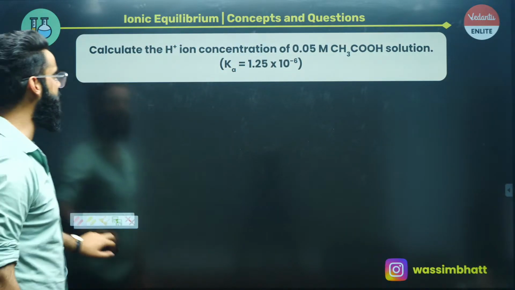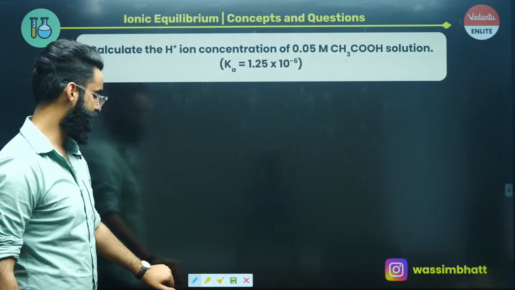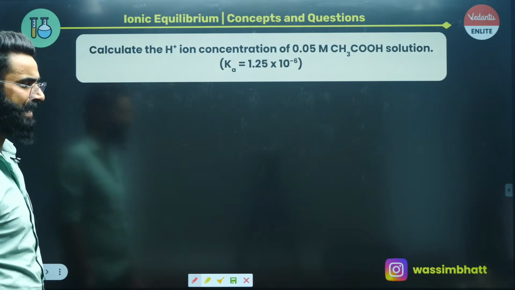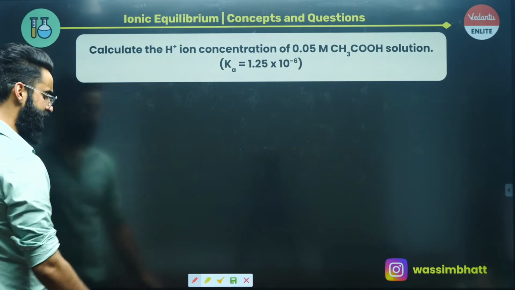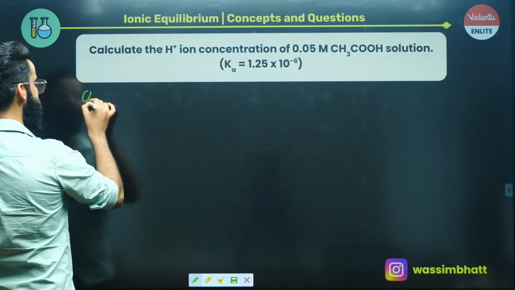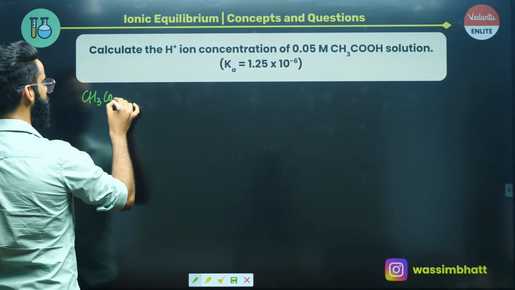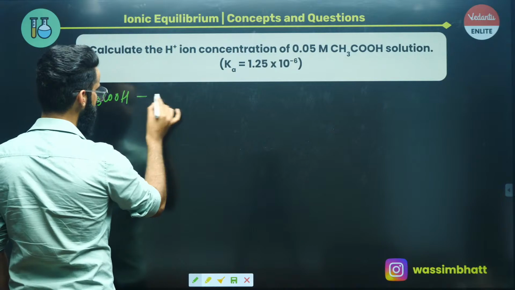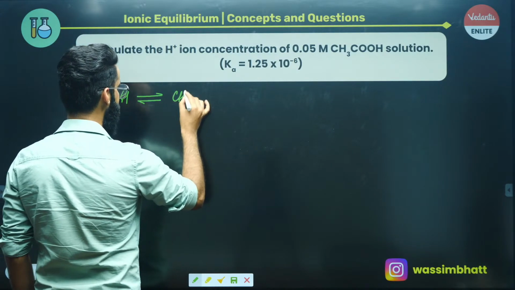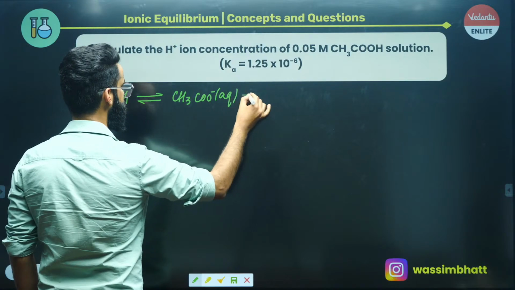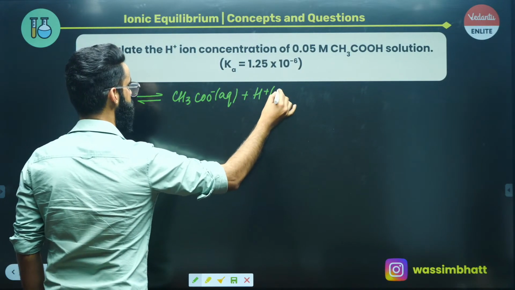The question says calculate the H+ concentration of a 0.05 molar CH3COOH solution whose Ka value is given to us. First of all, we are given a weak acid, which is CH3COOH, acetic acid. A weak acid is an example of a weak electrolyte, and a weak electrolyte always remains in equilibrium with its ions. Its ions are going to be CH3COO- (aq) plus H+ (aq).